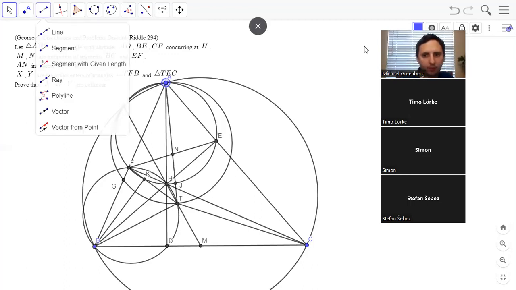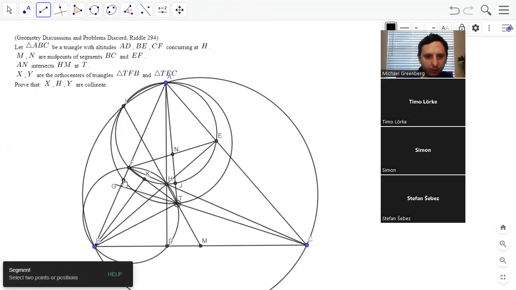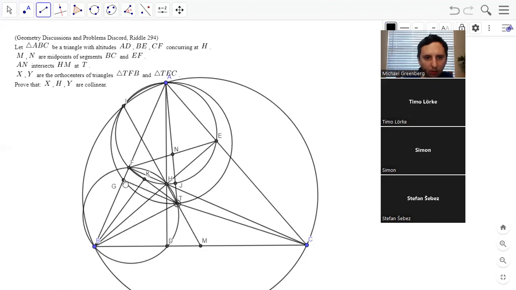Yeah, because we know that this is perpendicular here, TG. Okay, so it's equivalent to showing that K lies on this circle.